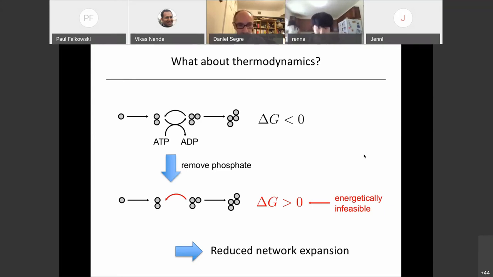So of course, a lot of these reactions may be thermodynamically infeasible. I'm showing here an example of a reaction that is driven by ATP hydrolysis. If we don't have ATP because we have the phosphate-independent network, then this reaction may not be able to proceed, may be energetically infeasible. And in fact, if you add these thermodynamic constraints to the network, the network expansion cannot proceed, as we just saw.